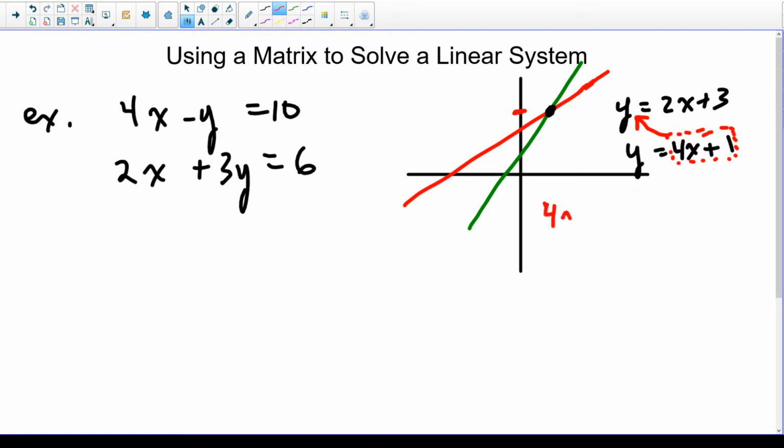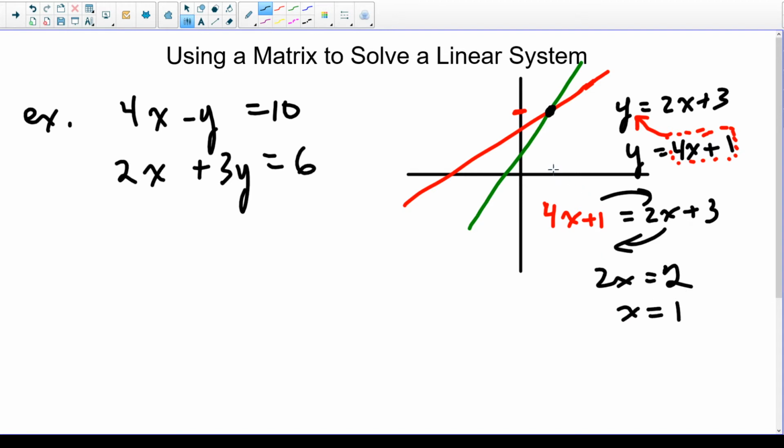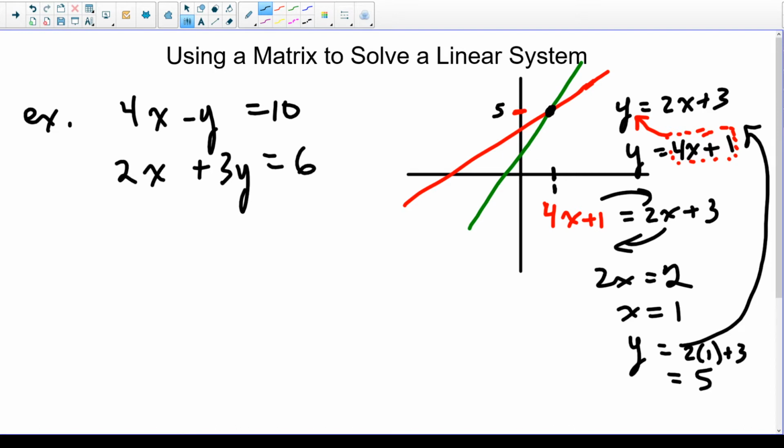So what you end up with is 4x plus 1 equals 2x plus 3. And then with a quick switcheroo of the x values and the constant values, we end up with 2x is equal to 2 and x is equal to 1. So I now know that the point where those 2 lines cross is at x equals 1. And if I want to find the y value, I just substitute x equals 1 back up into there, right? So if x is equal to 1, I'd have 2 times 1 plus 3, which would be 5. And I now know that this height is 5. So I know that the point of intersection is (1, 5).